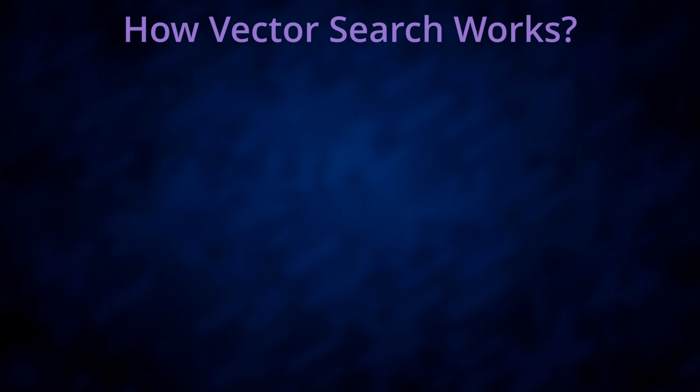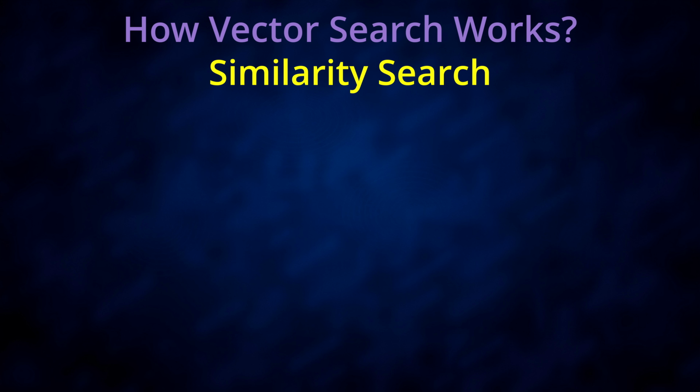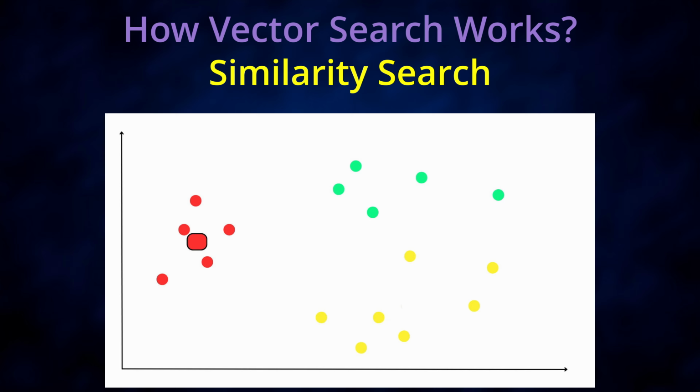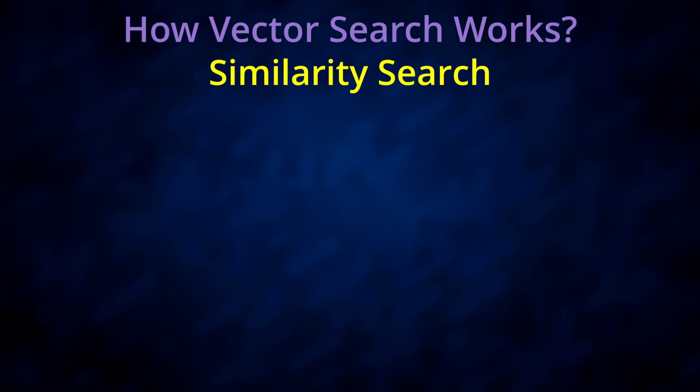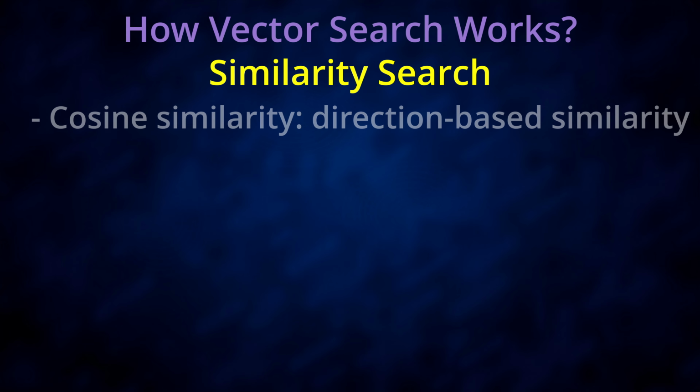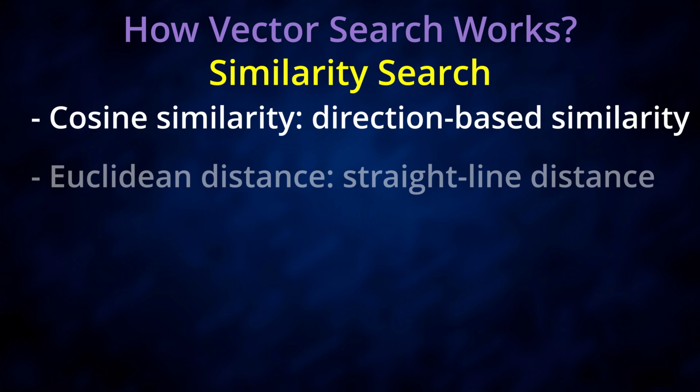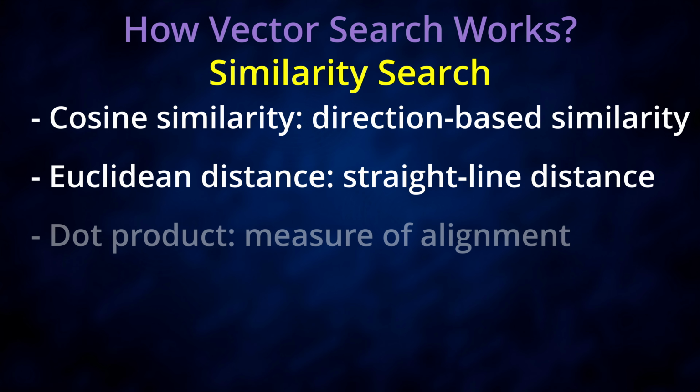How vector search works. Similarity search. Instead of searching exact match, vector databases find nearest neighbors, points that are meaningfully similar. Distance metrics used: cosine similarity, direction-based similarity; Euclidean distance, straight line distance; dot product, measure of alignment.